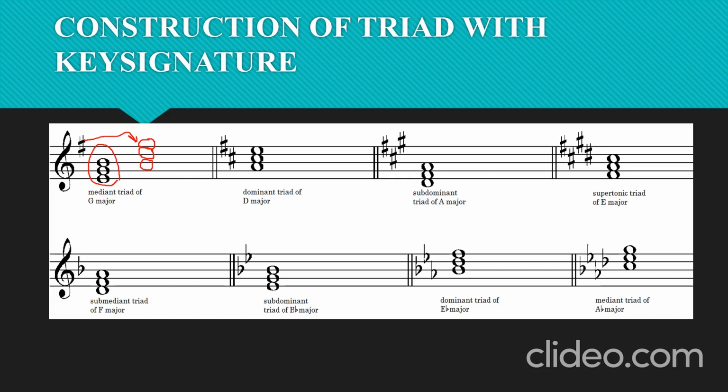Let's look at the dominant triad of D. What's the dominant triad of D? On the scale of D, what is dominant? No, this is D, E, F sharp, G, A. Thank you. So A is the dominant. But don't forget, we're using key signature.